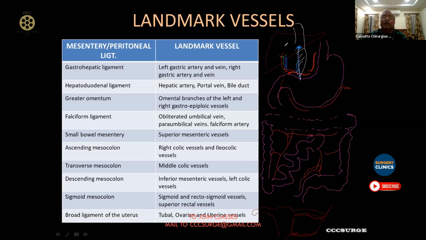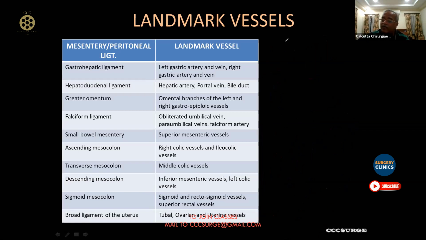Okay, so therefore these are the landmark vessels. So if you're doing a triphasic CT scan, you need to be aware that this is the vessel that is in existence out here.